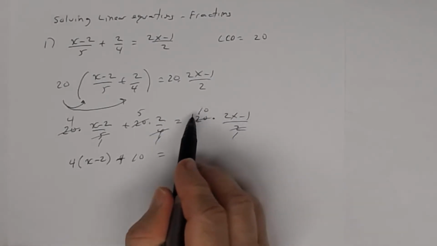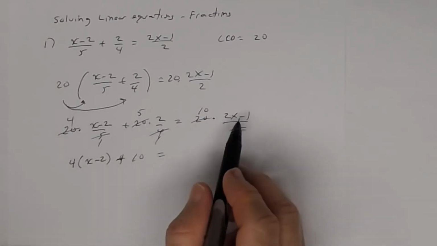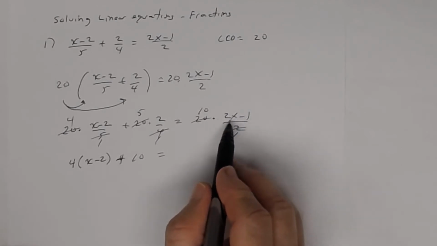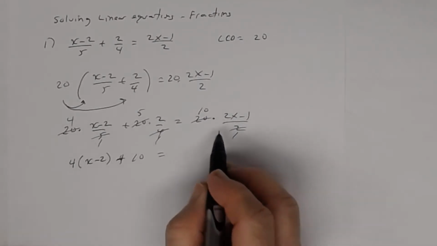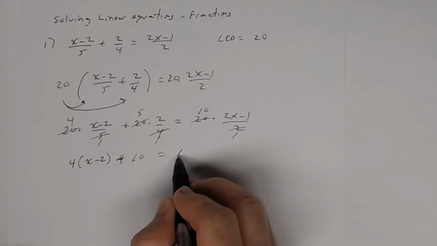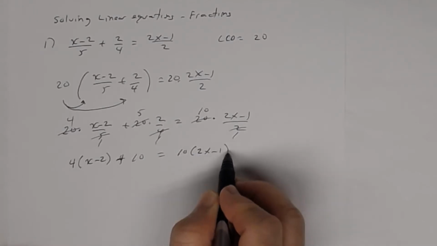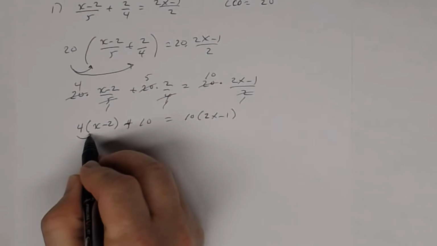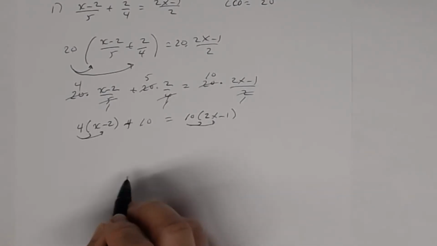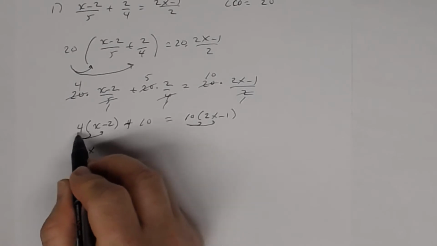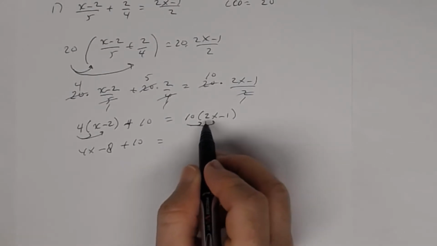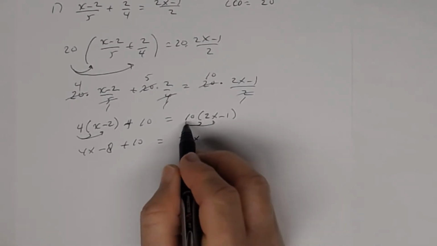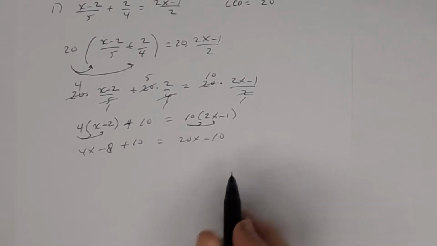Equal. Now the same idea we used here will be used here. So this numerator, 2x minus 1 divided by 1, which is 2x minus 1, both of those terms have to be multiplied by 10. So mathematically, this side right here means 10 times, in parentheses, 2x minus 1. And then we'll go ahead and distribute the 4 and distribute the 10 here. So I get 4 times x is 4x. 4 times negative 2 is a negative 8, plus 10, equal, and then distribute the 10. I get 10 times 2x is 20x, and then 10 times negative 1 is a negative 10.